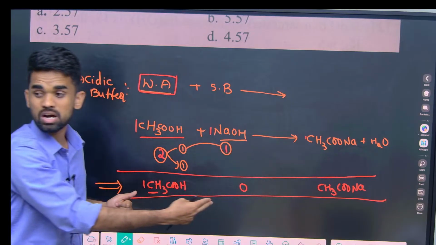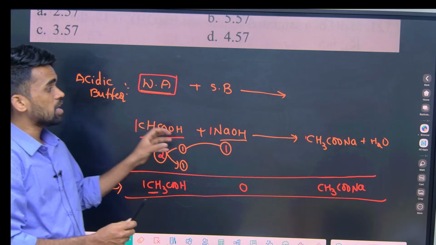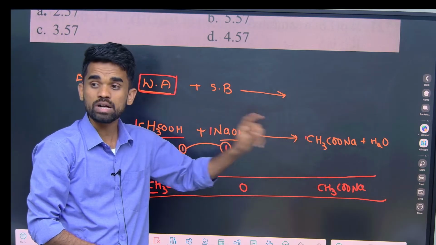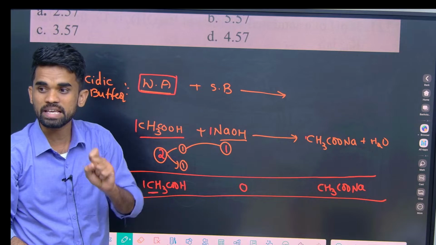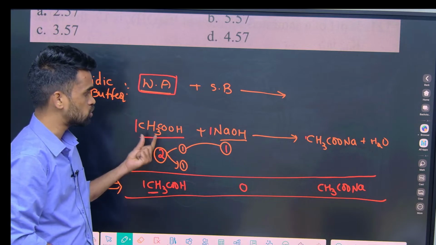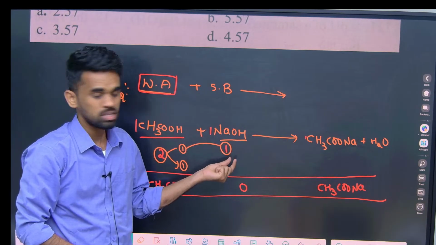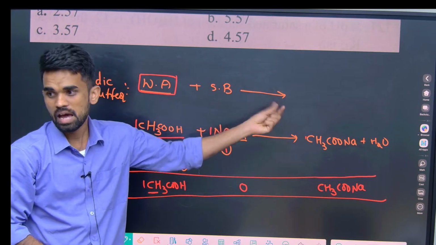So this mixture is called what? Acidic buffer. In order to prepare an acidic buffer, what should be taken in excess quantity? Weak acid should be in excess quantity. Take a limited quantity of strong base. That resultant mixture will form an acidic buffer.